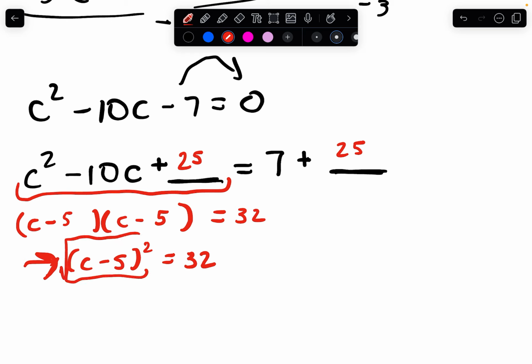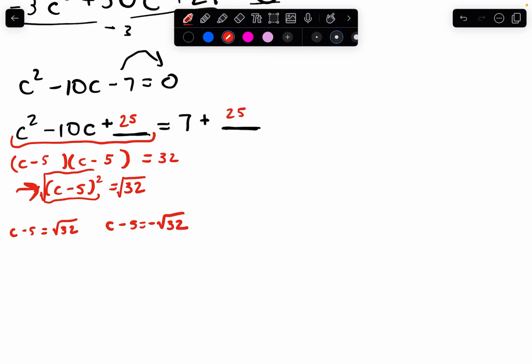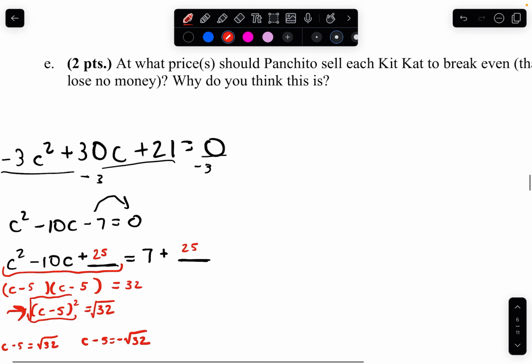Okay, now we are going to square root both sides, and we end up with c minus 5 is equal to the square root of 32, and c minus 5 is equal to the negative square root of 32. I'm going to figure out what the square root of 32 is so that I can get a decimal approximation so that I can plot it on my plane.